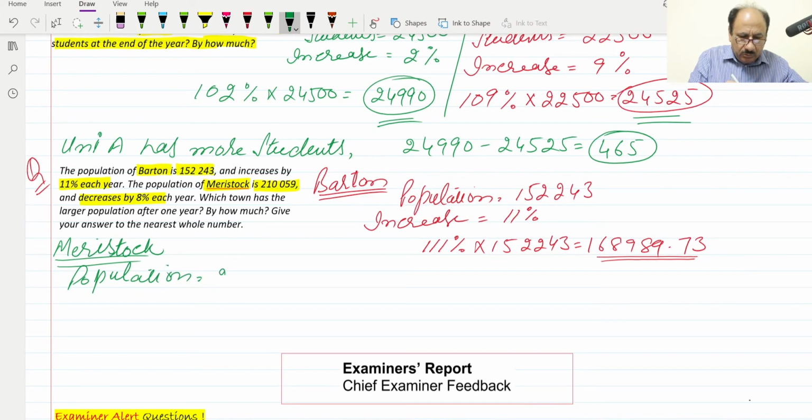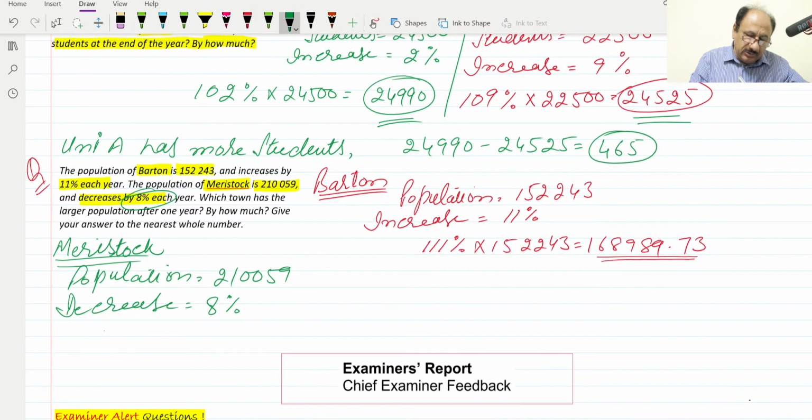Population is 210059, and increase is not increase, basically this is decrease. So we can write here decrease is 8%, which is mentioned over here. So we can calculate the population. I'll calculate over here.